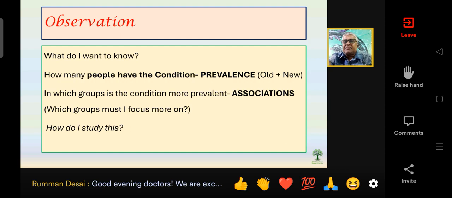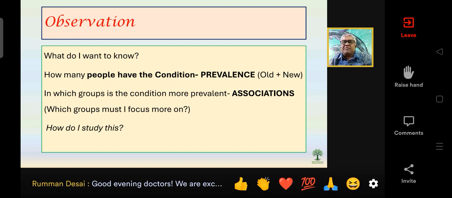Now, the key is, what do I really want to know? I want to know how many people have the condition. And when I say how many people have the condition, it's not just the people who had the condition in the past, even the new cases. So I'm looking at prevalence, old plus new cases. How many people have it? When I see 100 people, how many people have hypertension? How many people have type 2 diabetes? How many people have tuberculosis? How many pregnant women have preeclampsia?